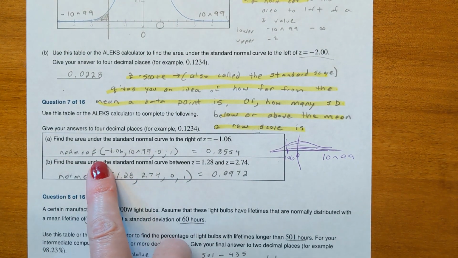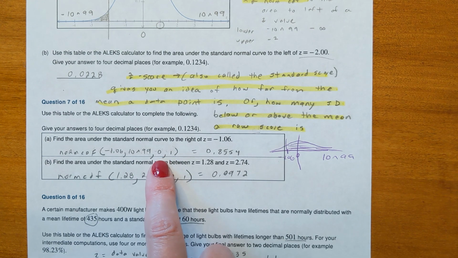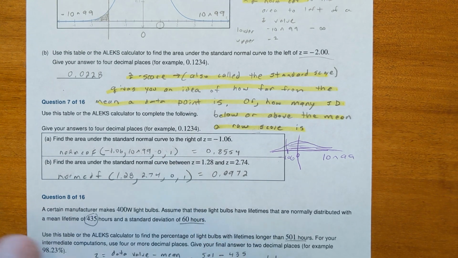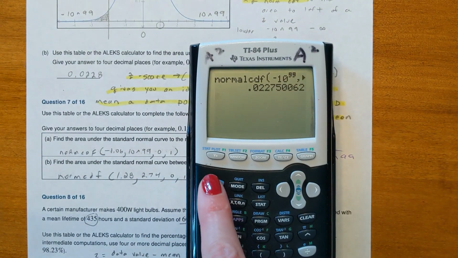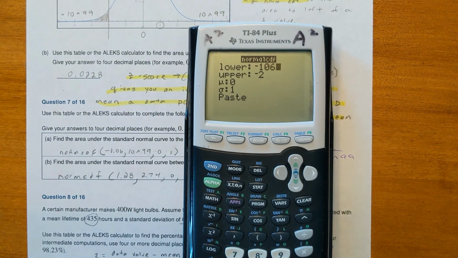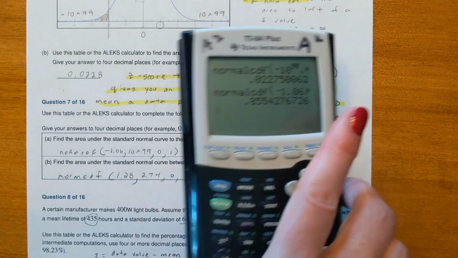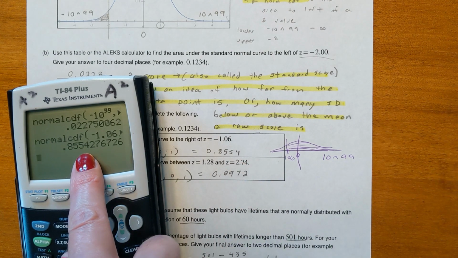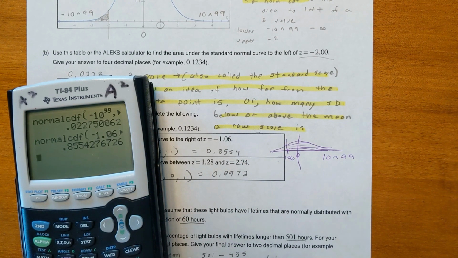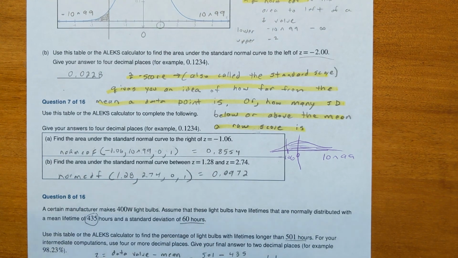So on the calculator, under normal CDF, you're going to enter -1.06, then the upper bound 10 to the 99th, and then the average mu, which is 0, and then the standard deviation of 1. All right. So again, going to second vars, choice number 2, normal CDF, I have negative 1.06, and then 10 to the 99th, and then the average is still 0 and the standard deviation is 1. So I get that answer to the nearest 4 places of 0.8554.